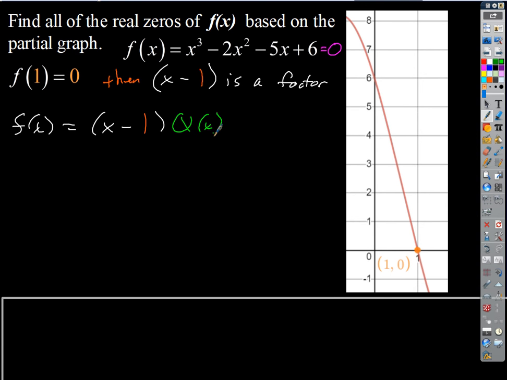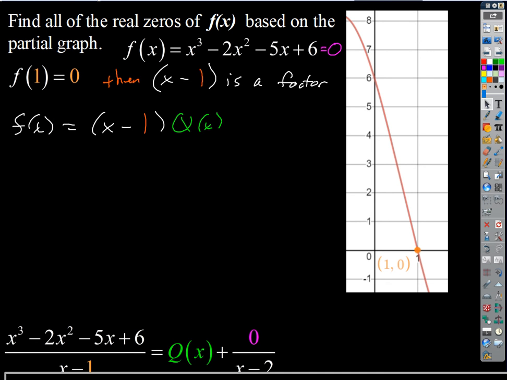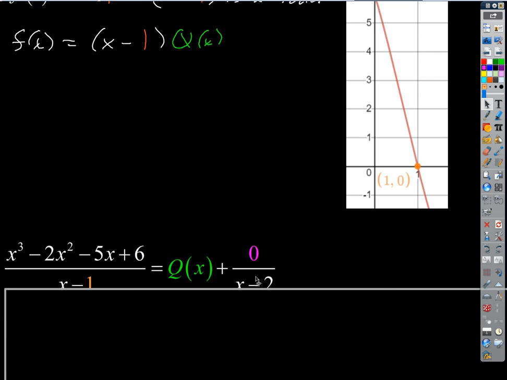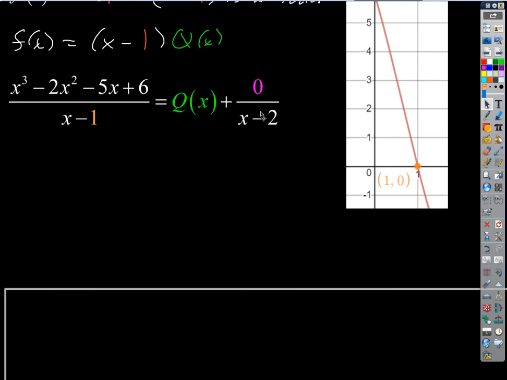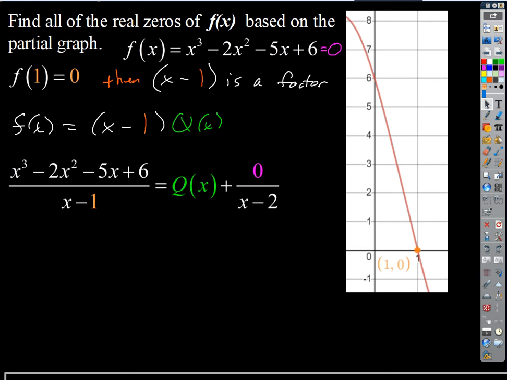Well, we would do that by just dividing, wouldn't we? Because I know this whole thing is equal to that. That's f of x. So couldn't I just say my original function, f of x, divided by x minus 1 would just give me q of x, right? Does that make sense?